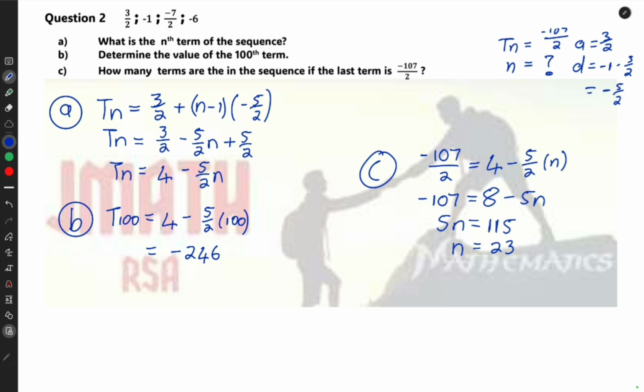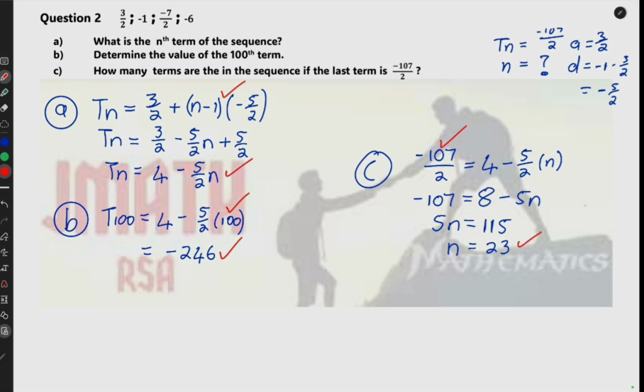If I divide, I am going to get 23. Once again, each one of these questions would count 2 marks. I would get a mark for subbing in, final answer, subbing into n, getting the answer, and then making Tn equal to the value they give me, and then the answer.